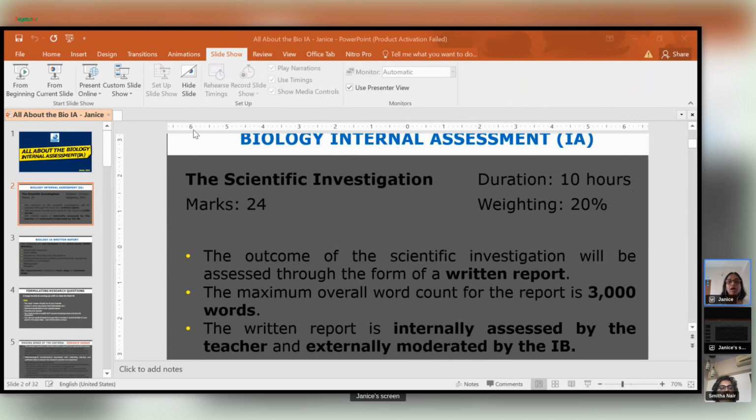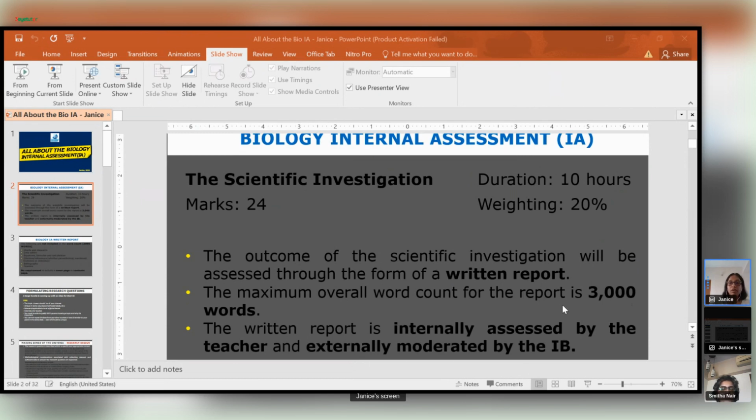Now, I'll give a rough idea at the start and then I'll go into the detail of it. Whatever scientific investigation you're going to do in the 2-year program, you have to submit to the IB in the form of a written report. This report has to be 3,000 words. You have to be very, very particular in this regard. It should be 3,000 words, and you cannot go beyond that, otherwise, you will be penalized.